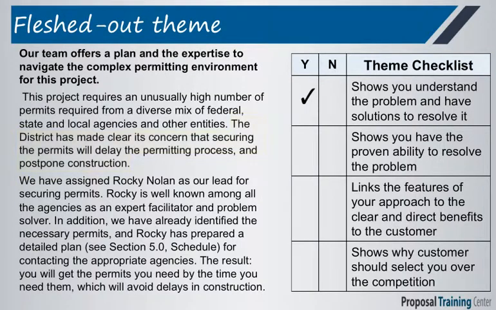So, paragraph 1 is all about understanding the problem. Paragraph 2 gets right at proving that the team has the ability to solve the problem. In the first place, Rocky Nolan's on the job. And Rocky is an acknowledged expert in this area, so we have proven experience doing this work. Plus, he's already working on the solution. The last sentence nails the benefits to the customer.